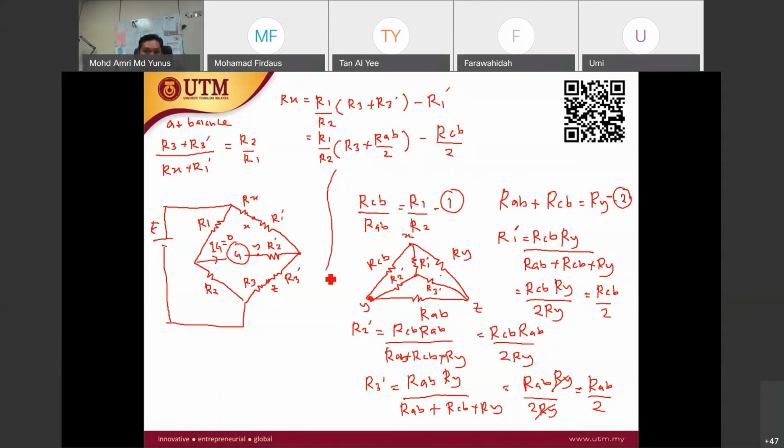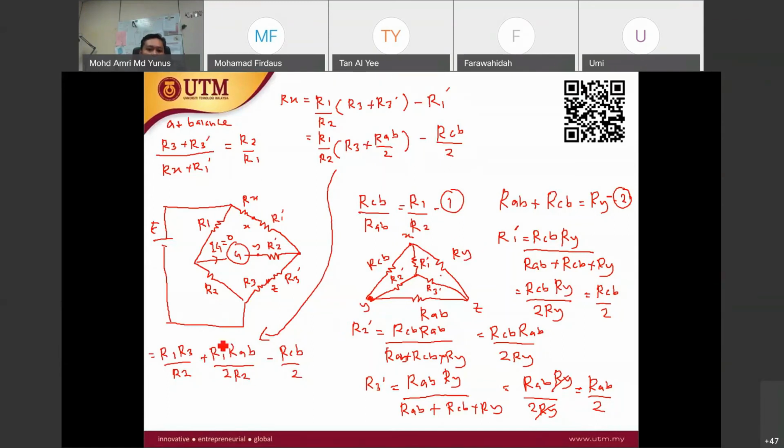Okay, so we can go on here. So we get R1 R3 over R2 plus R1 RAB over 2R2 minus RCB over 2. Okay.